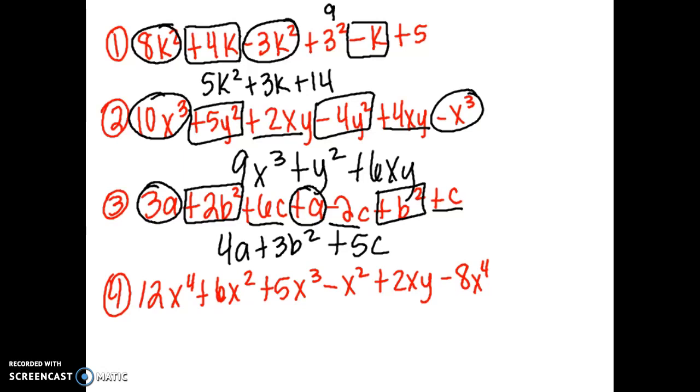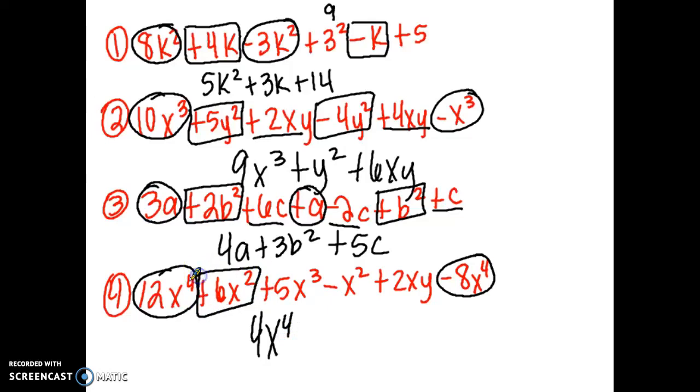Alright, for number 4, we have 12x to the 4th power plus 6x squared plus 5x to the 3rd power minus x squared plus 2xy minus 8x to the 4th power. So we're going to start with 12x to the 4th power, and I'm going to circle everything that has an x to the 4th power, including the sign in front of it. 12x to the 4th power minus 8x to the 4th power is 4x to the 4th power.